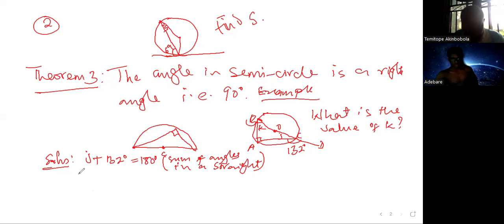So J will now be 180 minus 132. So J will be what? 48. Understood? Yes, sir. Okay. Now that we have determined J, and this is a semicircle.